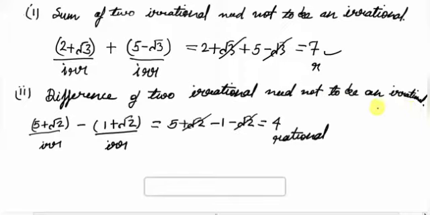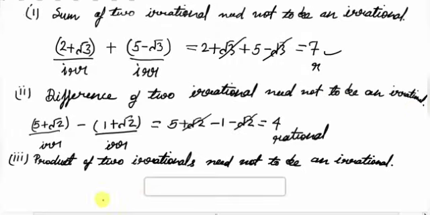Now let's see the third property. What is the third property? The third property says that the product of two irrational numbers need not be an irrational number. Again the same statement, but here the operation is multiplication. Again consider two irrational numbers. Suppose I consider the irrational number root 6, as in the previous video I discussed that the square root of a non-perfect square is always an irrational number.